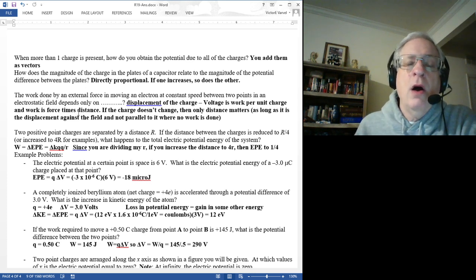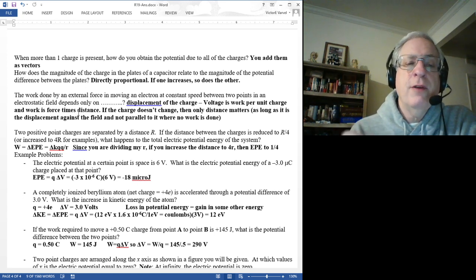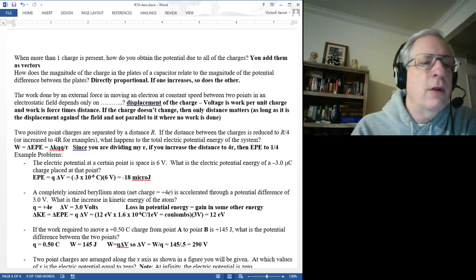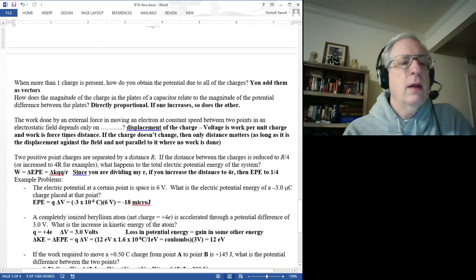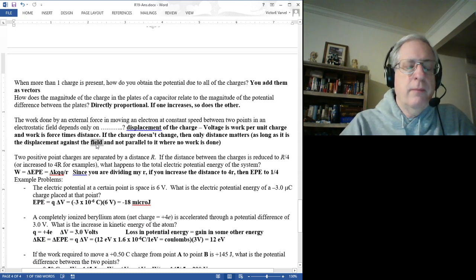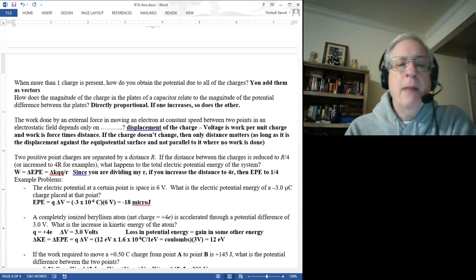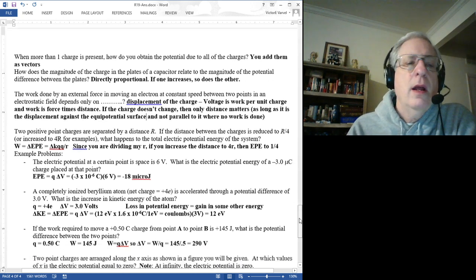Now that also means that really only the distance against the field line and not parallel to it matters. Because remember, if you move along a field line, I'm sorry, I keep saying field line. What I mean is equipotential surface. Displacement against the equipotential surface, and not parallel to it. So if you move parallel to an equipotential surface, you don't do any work. So it's displacement against the equipotential surface that really matters. All right, we're getting there.